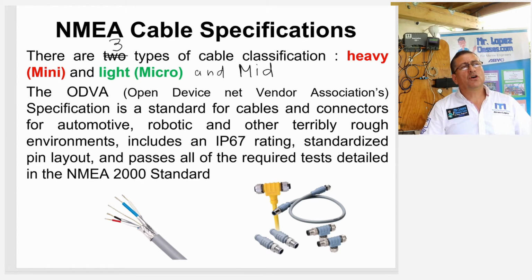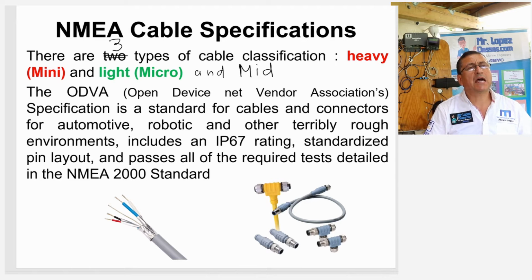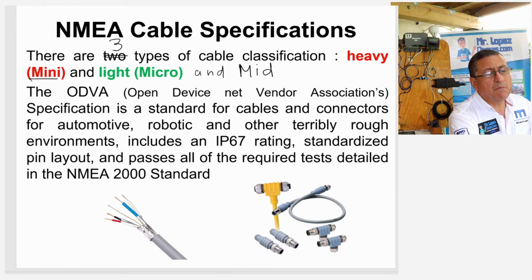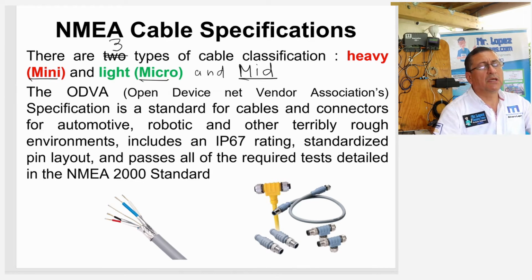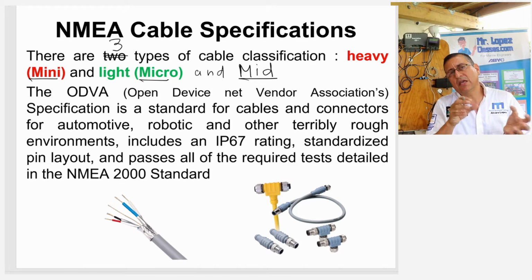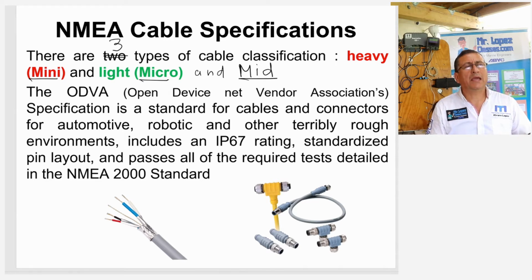Okay, the specifications of the NMEA cables. In NMEA cables, we have 3 types of cables. I made a mistake in the slide. Please, there are 3 types of cables: mini cables, micro cables, and mid cables. Right now we are going to try to understand what the difference is, in what scenarios I can use one of these, and in what cases I need the other one. For what reason one cable is better than the other, depending on the situation.